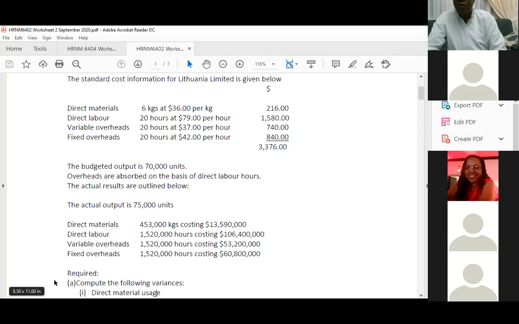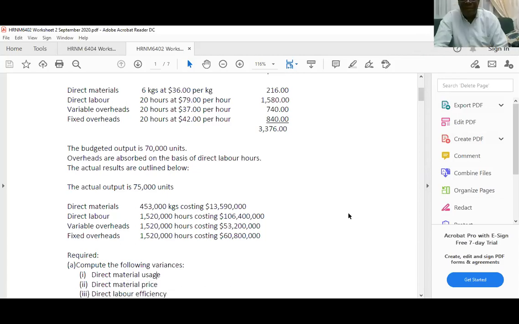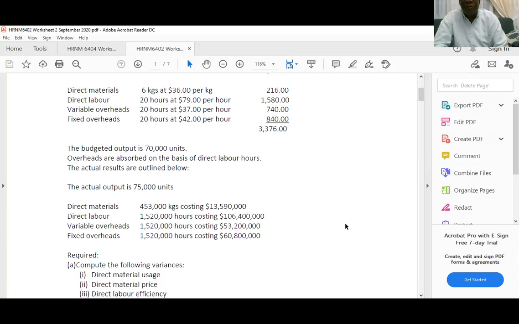Now, we talked about a formula. I want to break it down even further, one word at a time, or blocks at a time. So we said standard usage. What's our standard usage? 6 kilograms. That's right. So we point to 6 kilograms for actual production. What's our actual production, class? 75,000 units. That's right, the actual output. So we multiply those two.